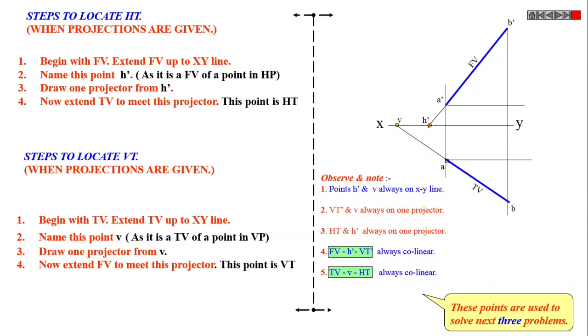Then we can project this H dash in top view. That point will become HT. Similarly, we can project this small letter V in front view. We can find out vertical trace.